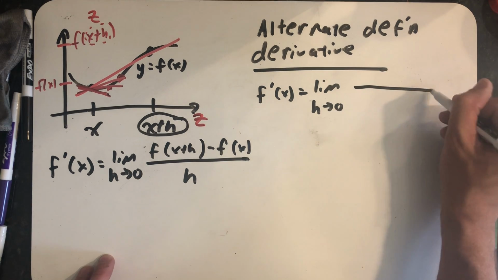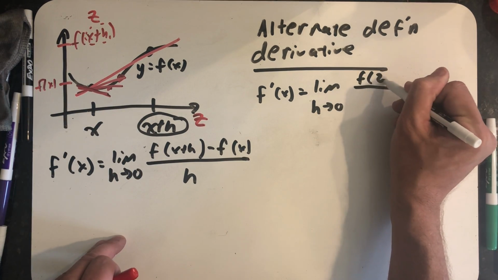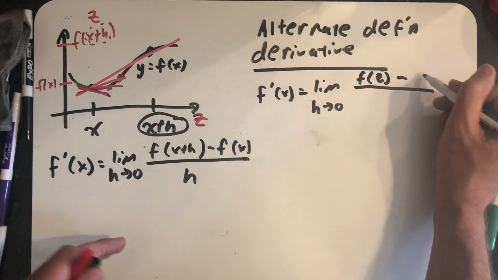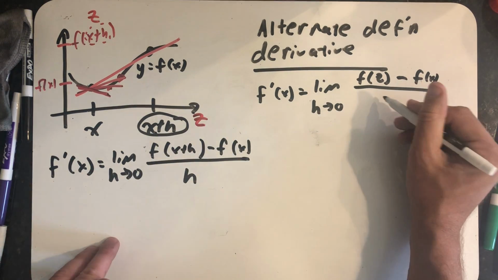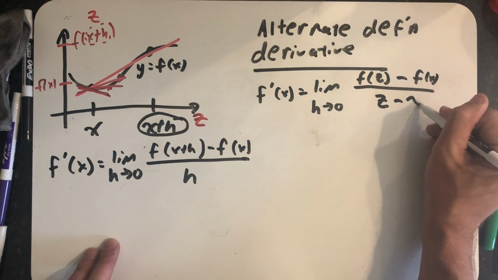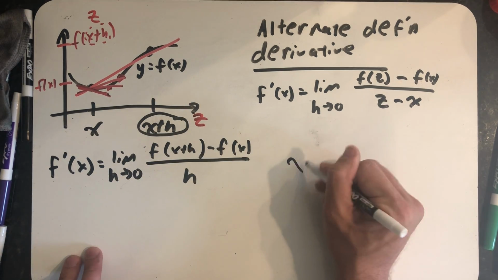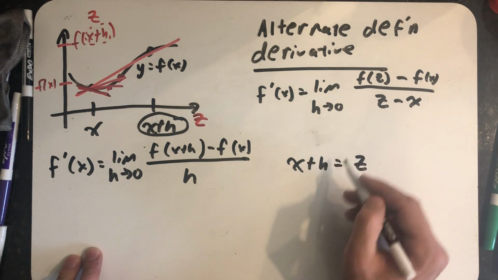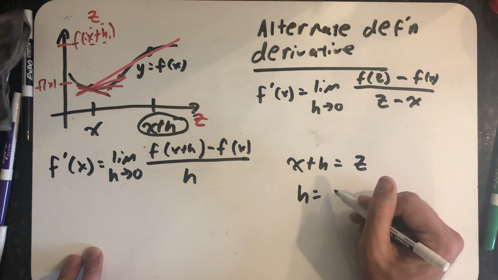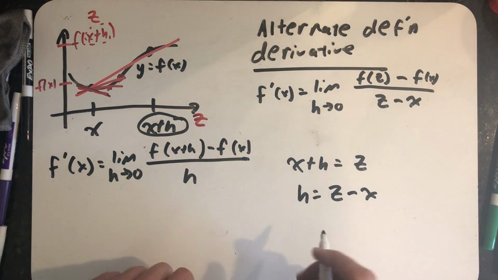All right. Well, let's see. That would be f of z minus f of x all over, and then this would be z minus x. All right. And the whole idea is what used to be called x plus h is now being called z, right? And so on the bottom here, if I just rearrange this a little bit, I would see that h is z minus x, and that feels good.